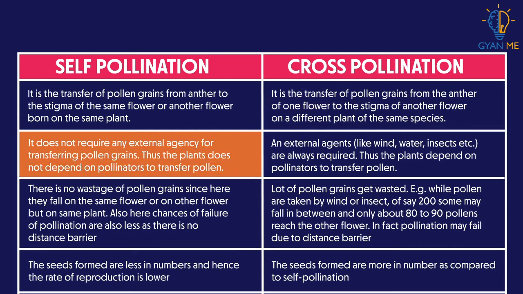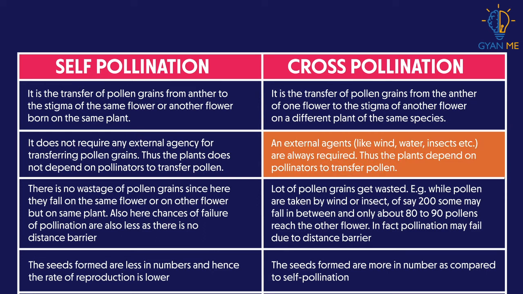Self-pollination to happen does not require any external agency for transferring the pollen grains. Thus, the plants do not depend on pollinators to transfer them. While in cross-pollination, external agents like wind, water, or insects, etc., are always required. Thus, the plants depend on pollinators to transfer pollen grains.